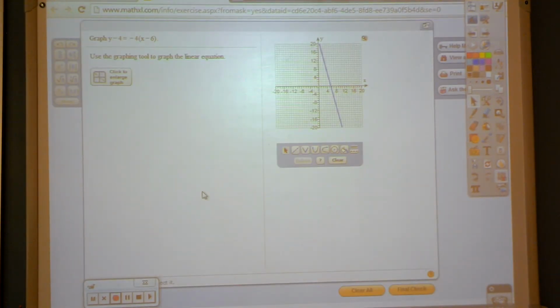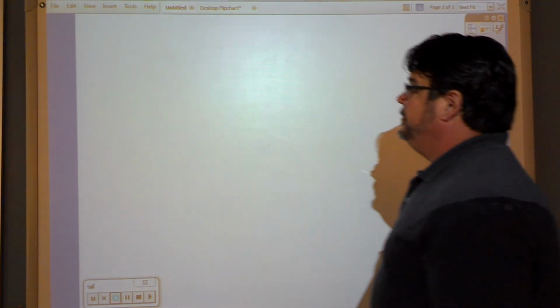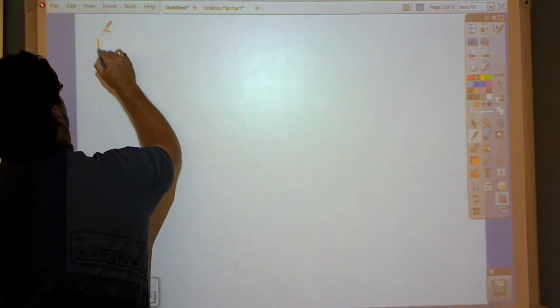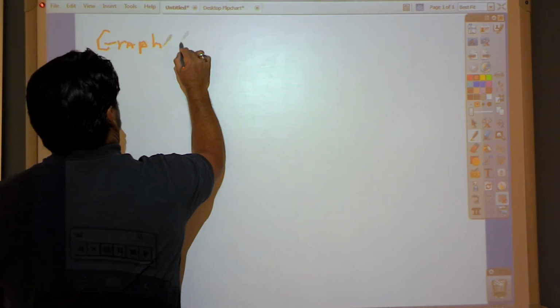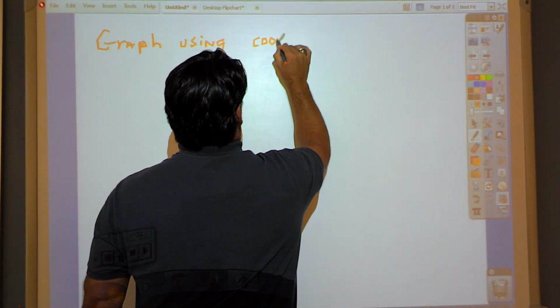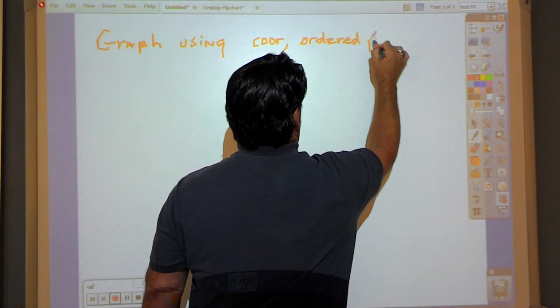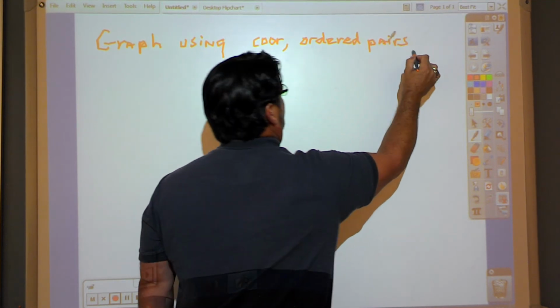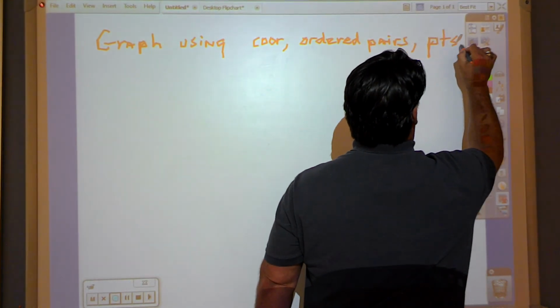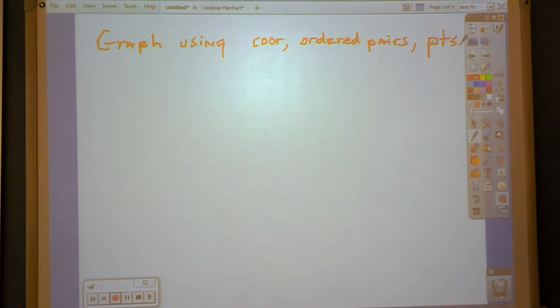Okay, now let me go ahead and explain something to y'all about the directions for graphing. And this is any math class that you're in. Graph using coordinates, ordered pairs, or points. All right, when you see those directions, graph using coordinates, graph using ordered pairs, graph using points, which method are you going to use?